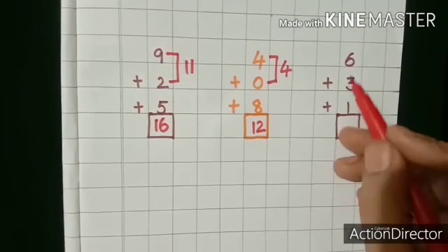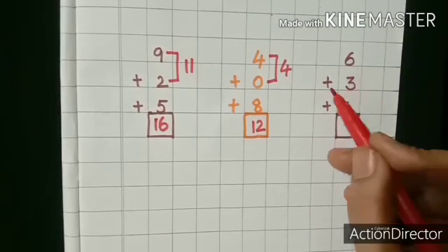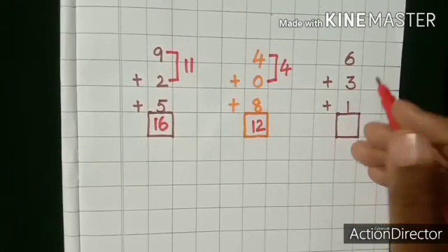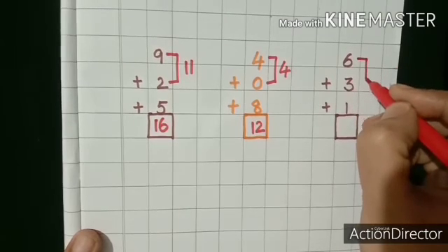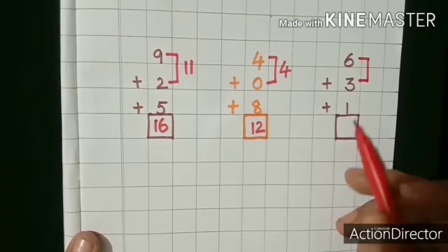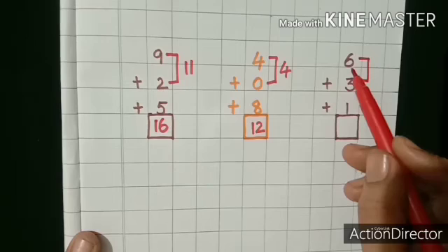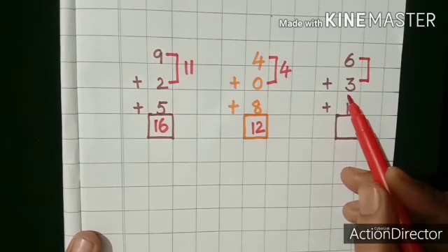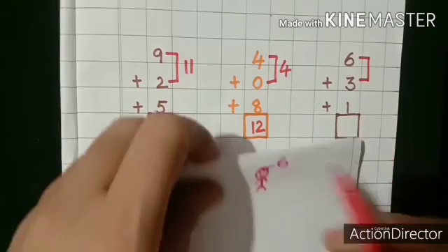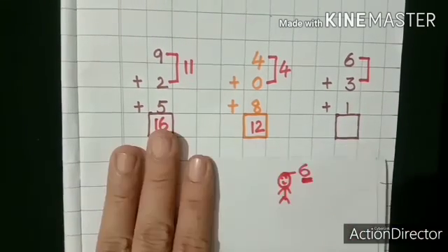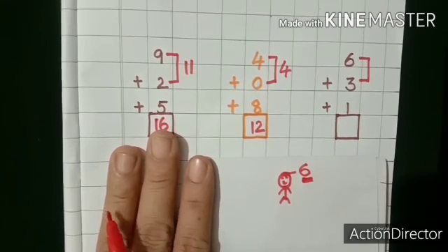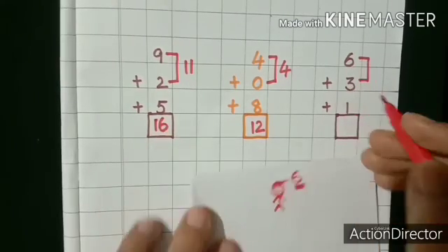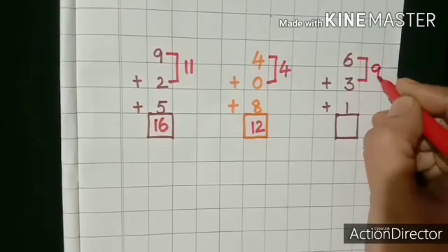Look at this last sum. 6 plus 3 plus 1. First add two numbers. 6 plus 3. Which is the bigger number? 6 is the bigger number. Which is the smaller number? 3 is the smaller number. 6 in my mind and 3 on my fingers. After 6, 7, 8, 9. So 6 plus 3 is equal to 9.